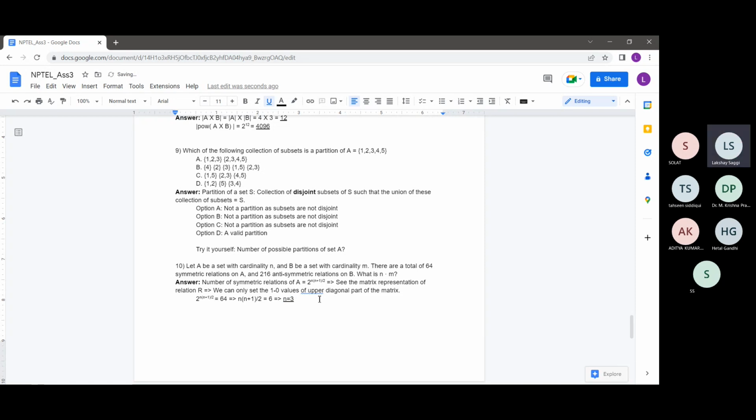And similarly, for finding the number of antisymmetric relations. Okay, Solat, you're asking some question. Okay, 1 second, guys. Solat is asking some questions in the chat.